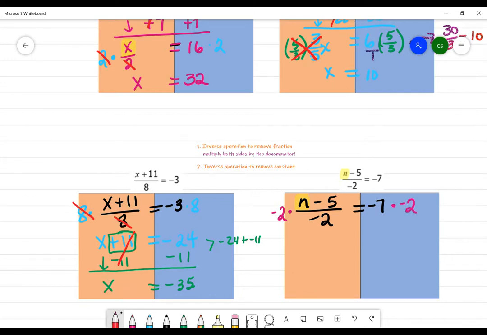Well, remember, I can cross multiply and my negative 2's cancel out. And I am left with n minus 5 is equal to negative 7 times a negative 2 gives me a positive 14. Now, 5 is being subtracted from n, the variable that I'm trying to isolate. So what is the opposite of subtracting 5? It's adding 5. And if I add 5 to one side, I must add 5 to the other side. And I get n is equal to 19.